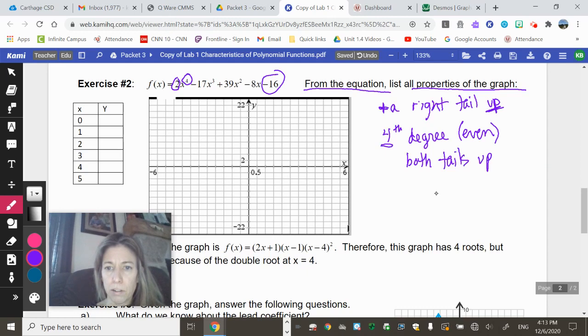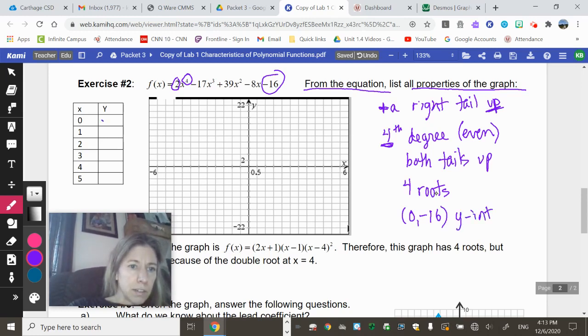There can be a potential of 4 roots. Okay, well, there are 4 roots, but potential for 4 real roots. And the negative 16, remember, is our y-intercept. So we know 0, negative 16 is going to be our y-intercept. All right, so I can already fill in that 0, negative 16 without even typing it into Desmos because I can look at the graph.